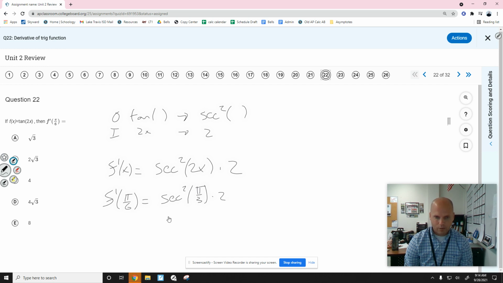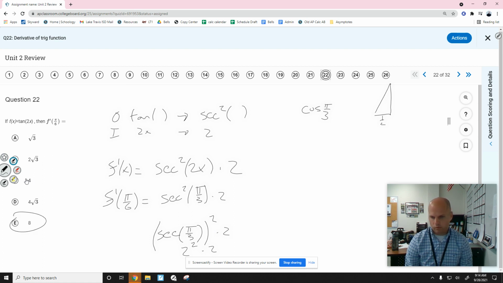Okay, how do I find the secant squared of pi over 3? Well, we first start by doing the secant of pi over 3, squared. Secant is a reciprocal of cosine. We got to think about the cosine of pi over 3. Pi over 3 is a 60-degree angle. Cosine, the adjacent. Cosine of pi over 3 is a half. Secant, it's got to be 2 then. I need to take 2, square it, multiply by 2. 2 squared is 4. Times 2 is 8.